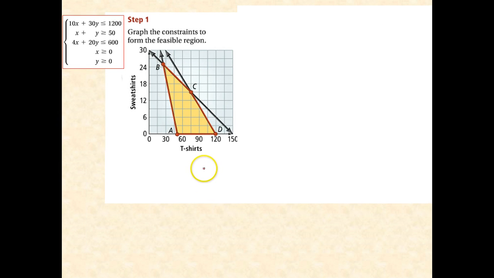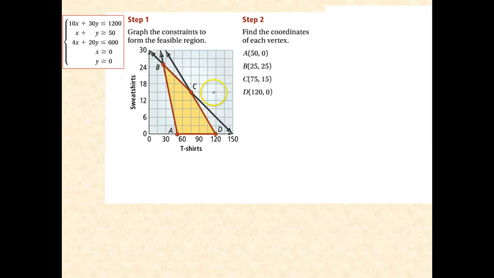So our first step is to graph the constraints to form the feasible region. This graph was done for us, but in an example I'll show you how to do that. Next is to find each vertex. We've got 50, 0 here. We've got 120, 0 here. This one is 75, 15. And this one is 25, 25.